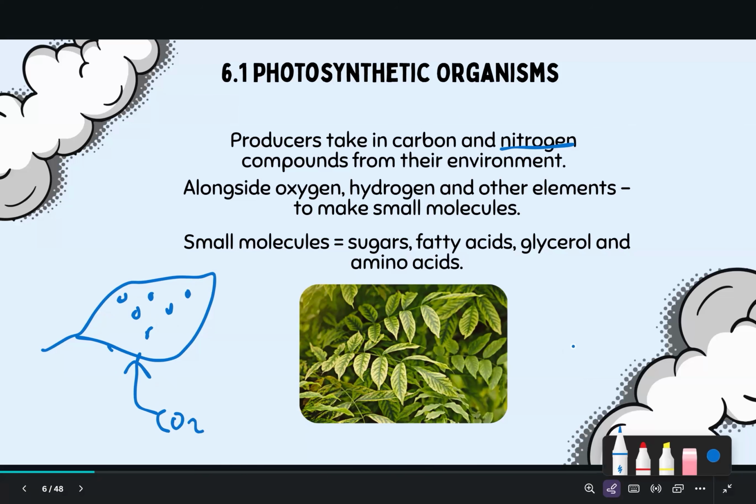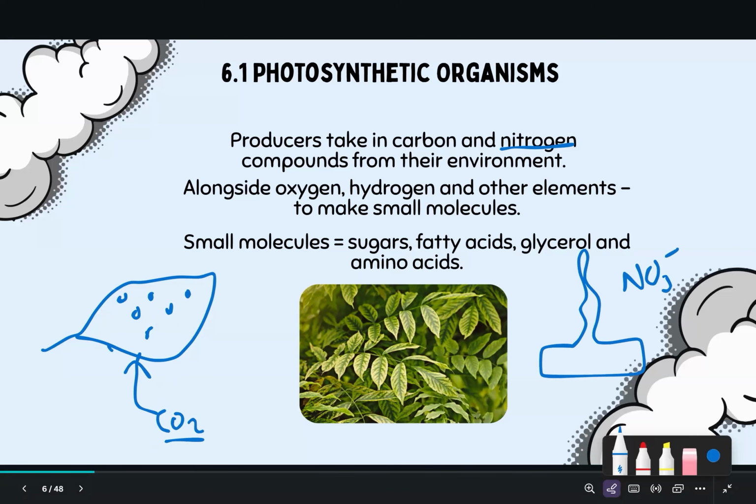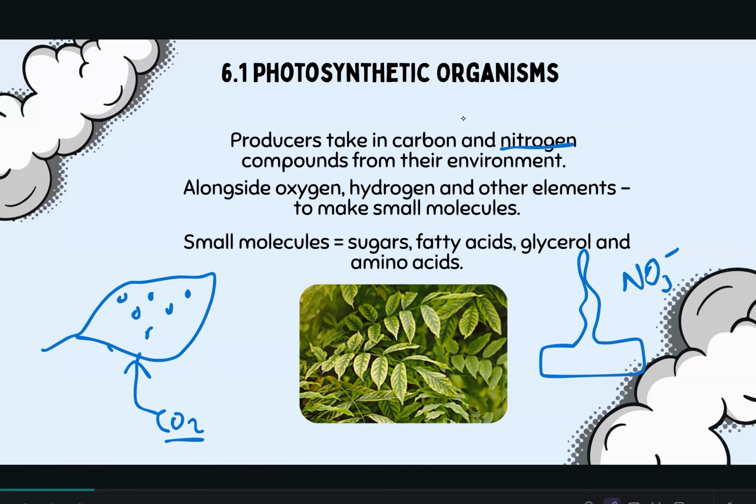Nitrogen is taken through the roots. So that's your root hair cell. Active transport takes in the nitrates. So that comes in the form of NO3 minus. Both are very important. We need carbon dioxide for photosynthesis, and the nitrogen that's in the nitrate, NO3, in the soil, that attaches to glucose molecules to make amino acids.